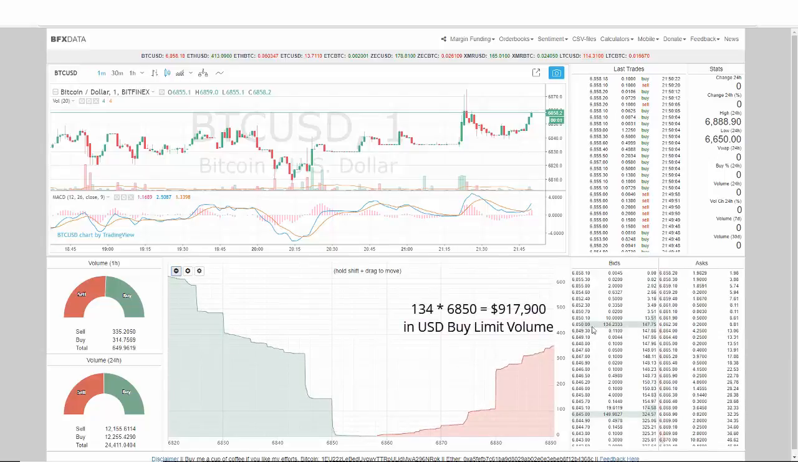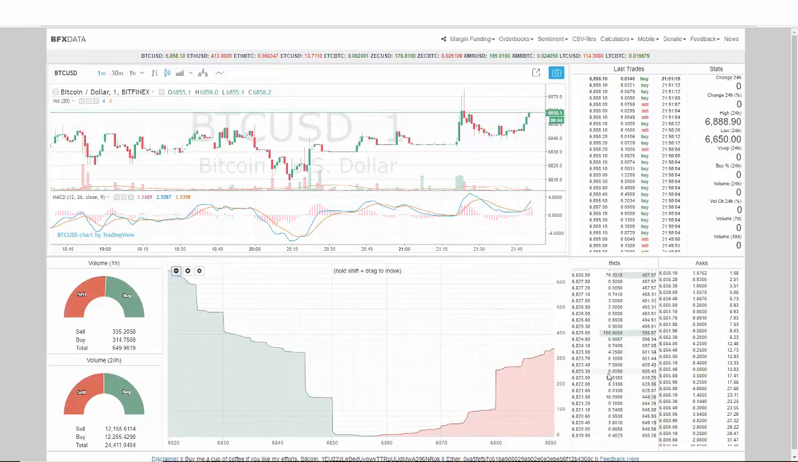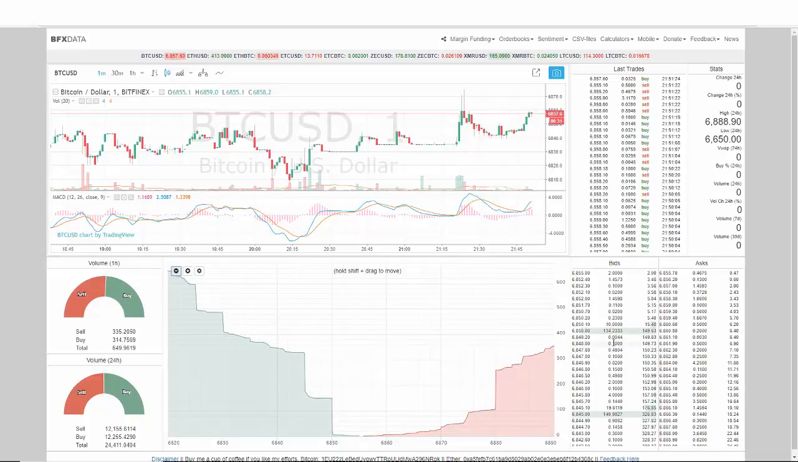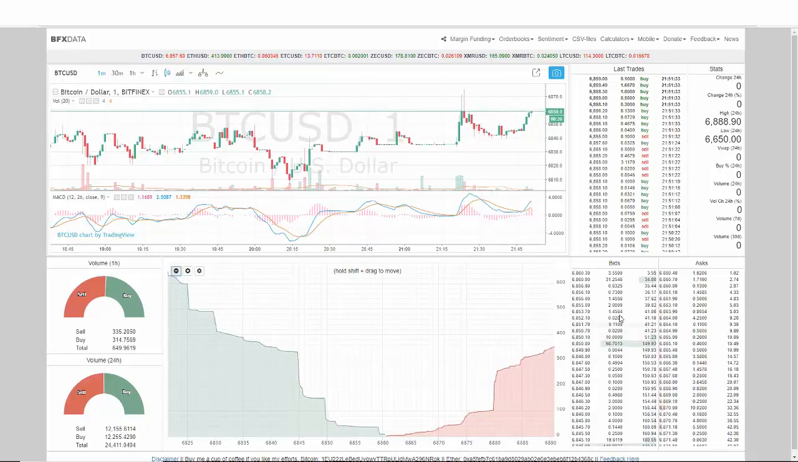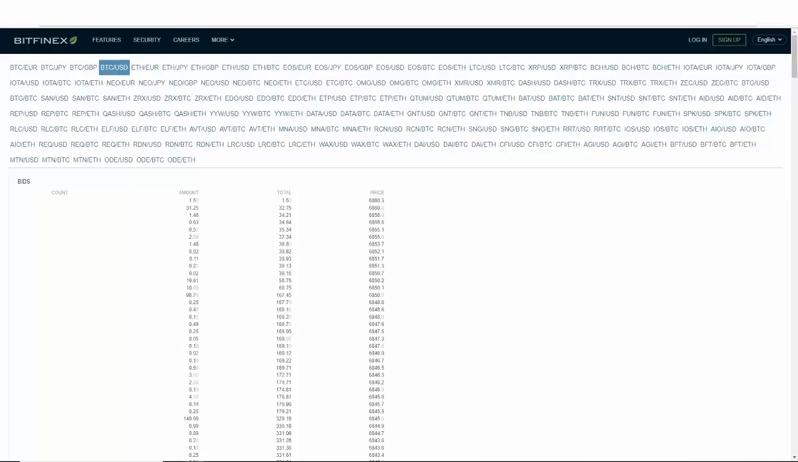As we just noticed, 134 Bitcoin worth of US dollar volume popped in at that $6,850 price level. The depth of the market is going to change as the price continues to fall or rise. And because we only get a limited amount of information on the BFX data website, a very powerful tool that we can tap into is the entire order book for Bitfinex. This exchange, more often than not, is one of the highest levels of volume across any cryptocurrency marketplace.